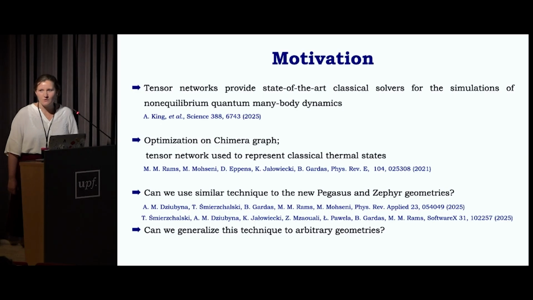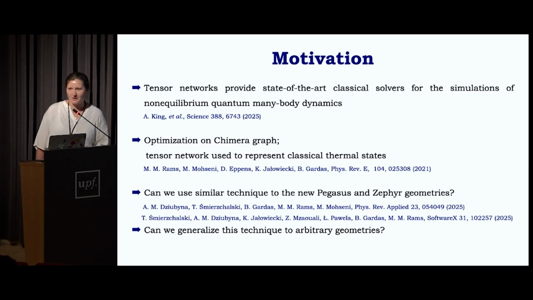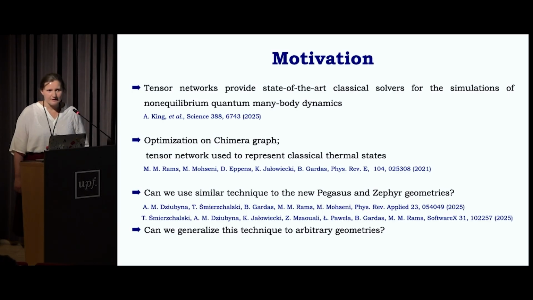And a few years ago, an algorithm based on tensor networks was proposed to solve optimization problems on a chimera graph. As opposed to those dynamic techniques, in this paper, tensor networks were used to represent classical thermal states and extract information from those thermal states. And this approach was very successful for the optimization problems defined on the chimera graph.